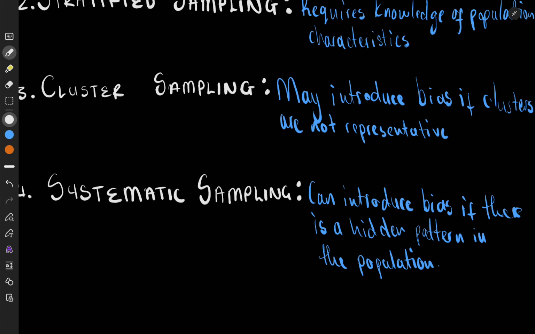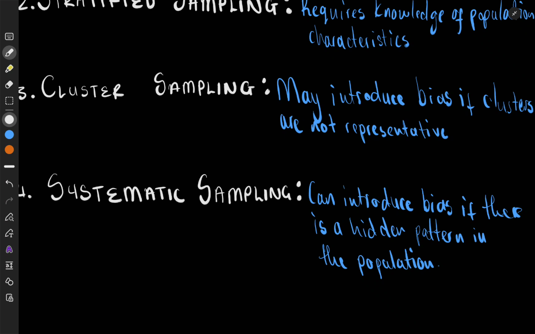Now, systematic sampling can introduce bias as well. How? If there is a hidden pattern in the population. For example, let's say you arrange people in a company and you want to ask them about working conditions, and then you start to take every 10th person. Maybe every 10th person is from the same department, the finance department, and people from finance will probably be more likely to be getting good paychecks in that company.